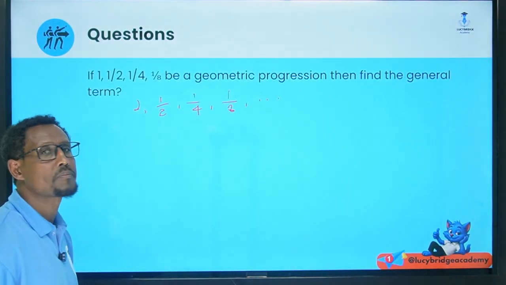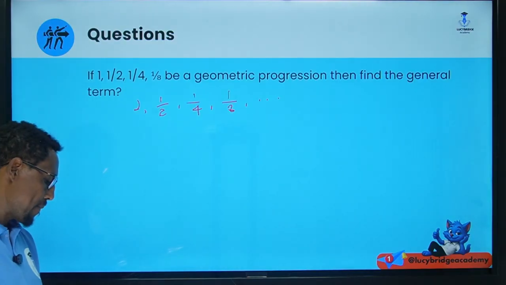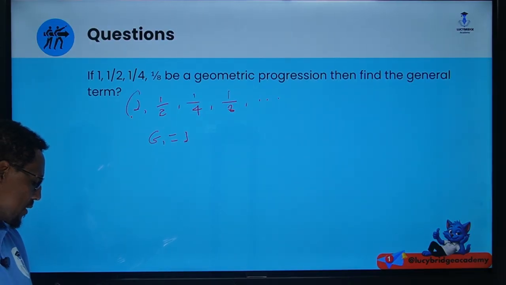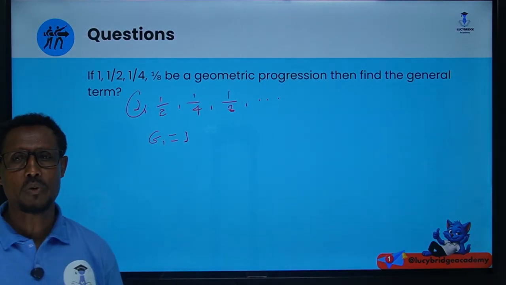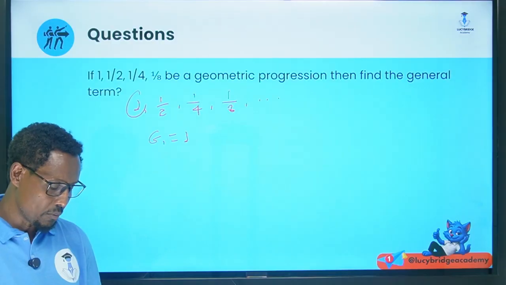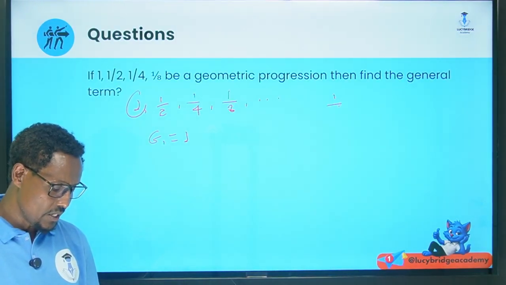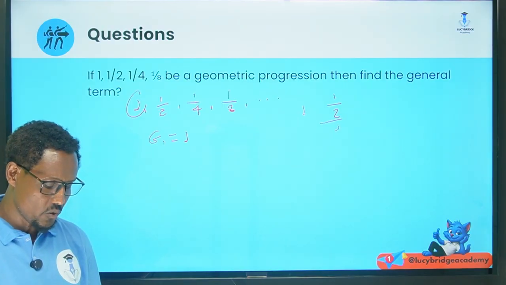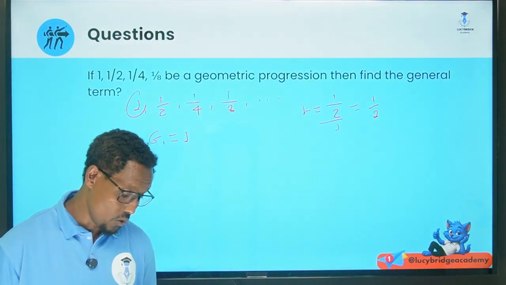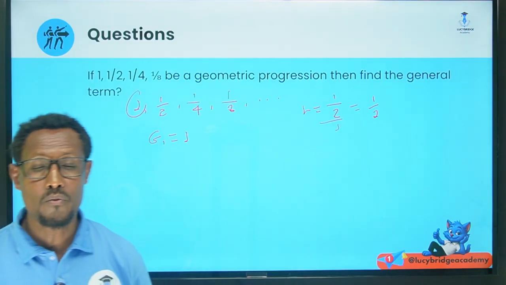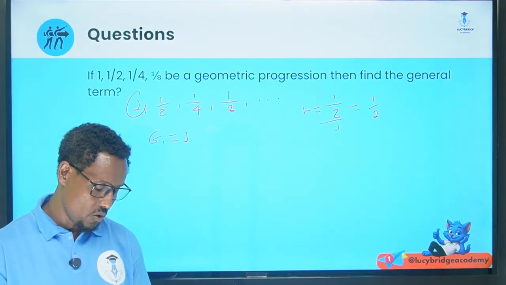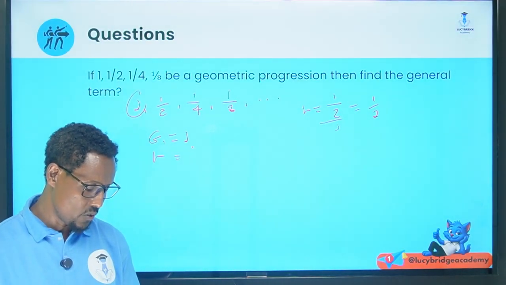What is the first term? The first term of the given sequence, that is G1, is equal to 1. So G1 is equal to 1. What about the common ratio? Since it is a geometric progression, 1 over 2 divided by 1 is the common ratio R, which is equal to 1 over 2. Or you can divide 1 over 4 by 1 over 2, or divide 1 over 8 by 1 over 4. The common ratio will be 1 over 2. So R is equal to 1 over 2.